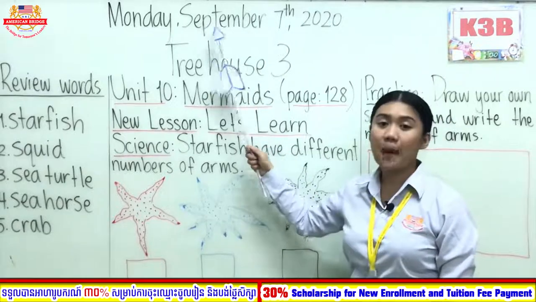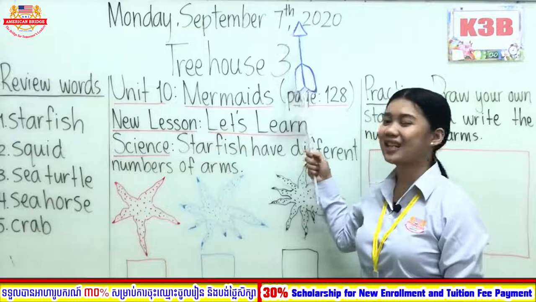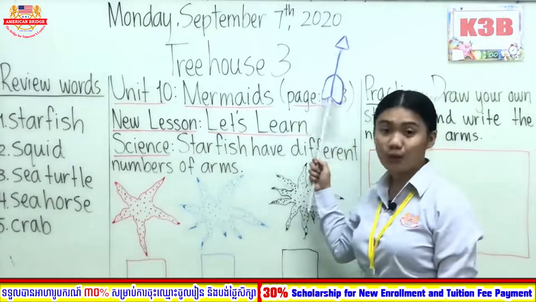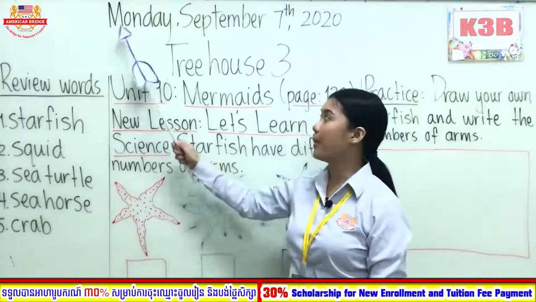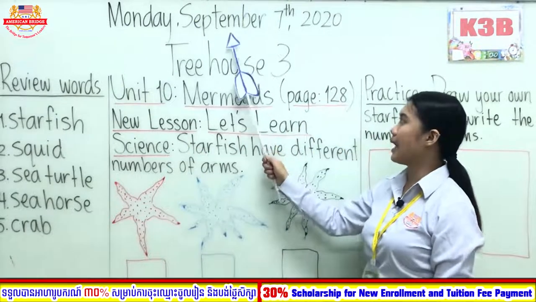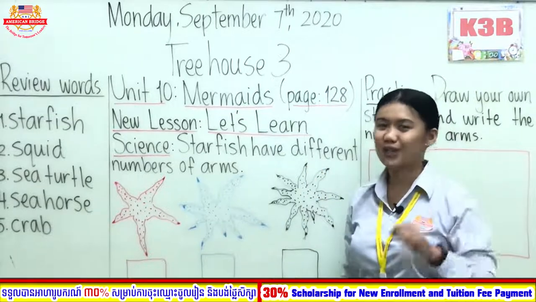S-E-P-T-E-M-B-E-R. September. And the day today is 7th. Correct. And the year is 2020. Now let's read one more time. Monday, September 7th, 2020.